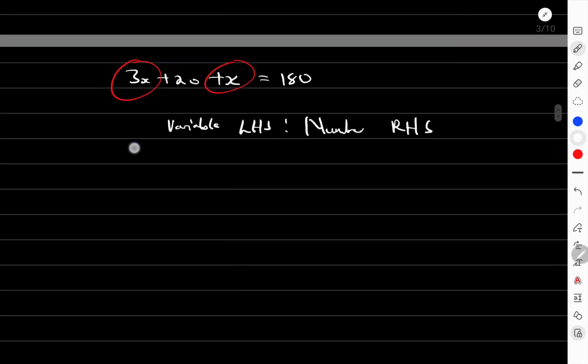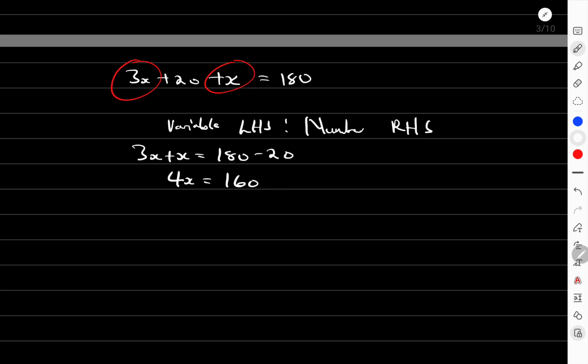Therefore I'm going to have 3x plus x, which is equal to 180 minus 20 degrees. The 20 is positive on the left hand side, therefore it is going to be negative on the right hand side. If I want to group the 20 with the 180 degrees, it becomes a negative 20. 3x plus x is equal to 4x, because 3x plus 1x is 4x. Therefore, 180 minus 20 is 160 degrees.